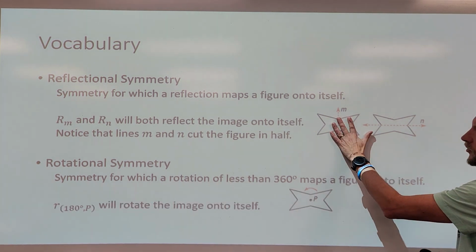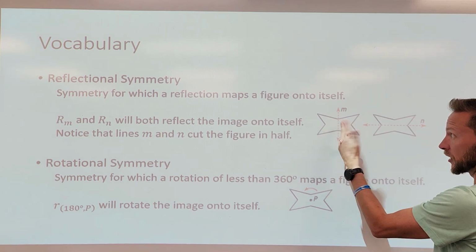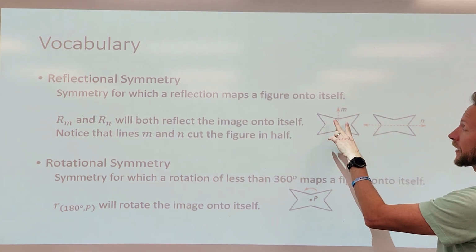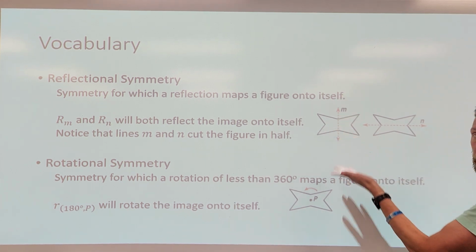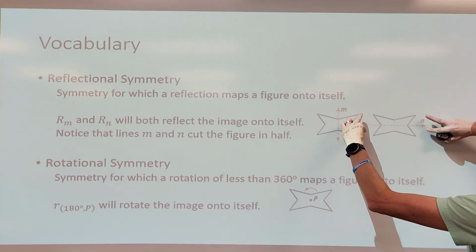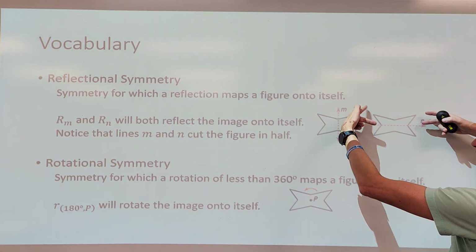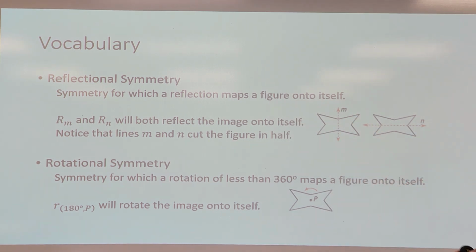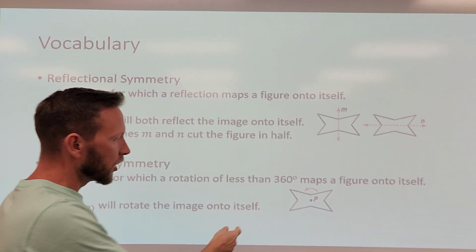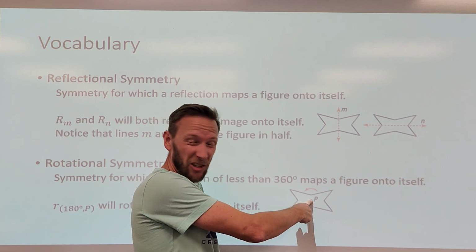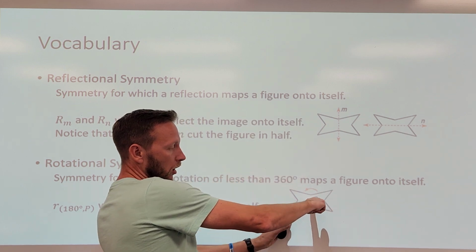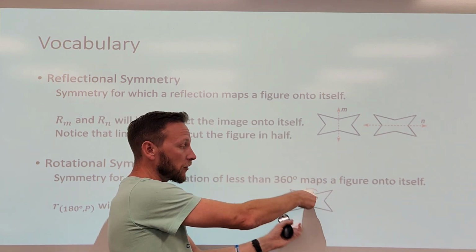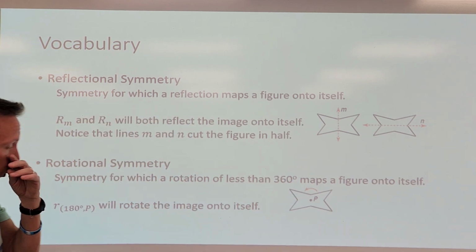In this case, this figure right here, we can see that there's a line of reflection: this vertical line M. If I were to reflect this figure over line M, which passes right through the middle of this figure, then it would map back onto itself. Horizontal line N, if I reflect it that direction, it will map back onto itself. With rotational symmetry, it's a little bit harder for us to see, but we would rotate this usually through the center. If we spin this around, it could go 180 degrees and it would map back onto itself, and then another 180 degrees and it would be back to where it started.